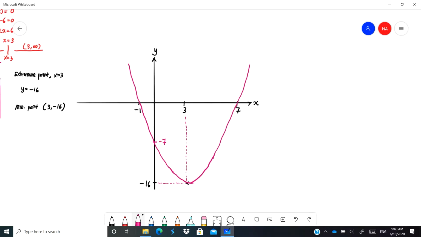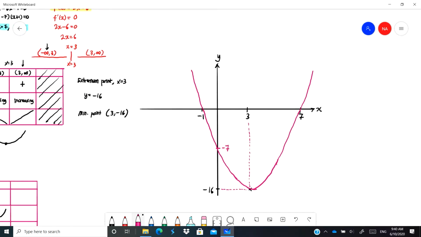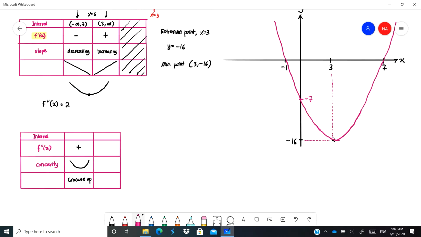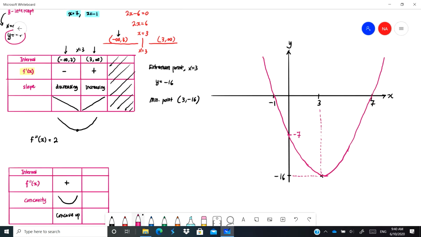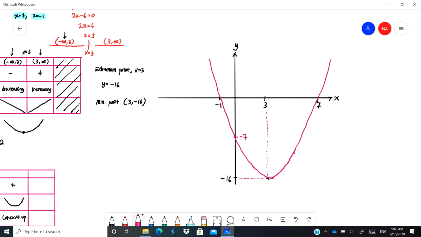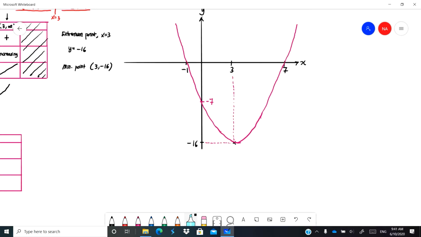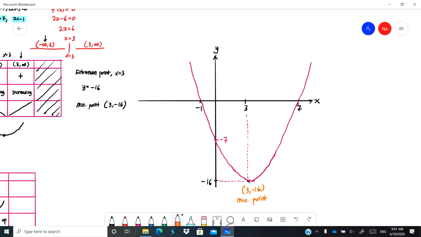So this is the quadratic graph, and we note that the shape of the graph is always concave up, and we don't have any inflection point here. We have two intervals: the first interval, -infinity up to 3, has a decreasing function, and from 3 up to infinity we get an increasing function. We have this minimum point, so please label your minimum point, which is (3, -16). If you draw like this, I'll give you full marks already.